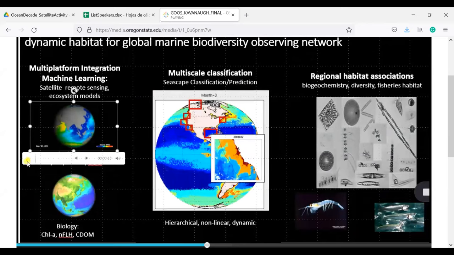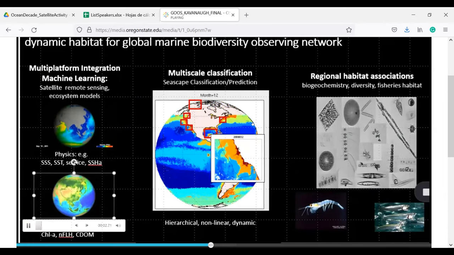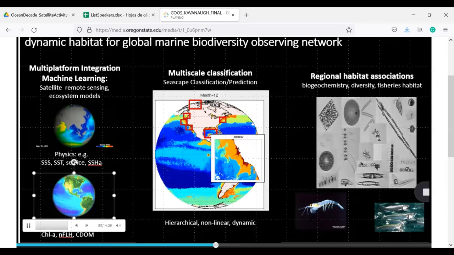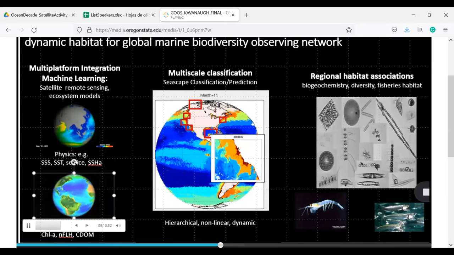So pelagic seascape ecology is a framework to relate organisms to their dynamic habitat and to objectively track change within and across global marine ecosystems. We classify dynamic seascapes in space and time using machine learning methods and multiple satellite and model data time series. We integrate physical oceanographic variables such as salinity, temperature, ice, and sea surface height anomalies, as well as biological variables such as chlorophyll A, dissolved organic matter, and fluorescence line height, which is an indicator of plankton physiology.